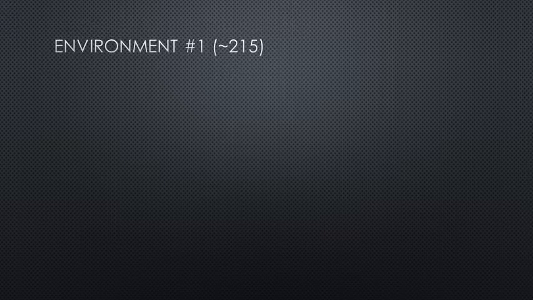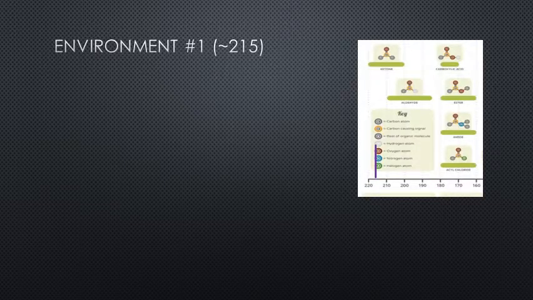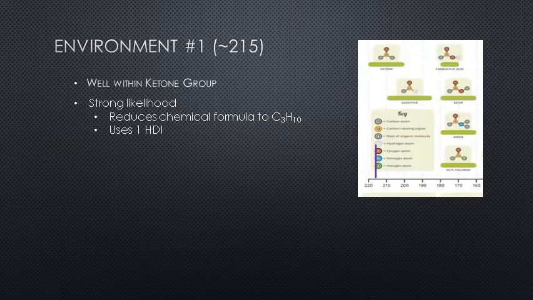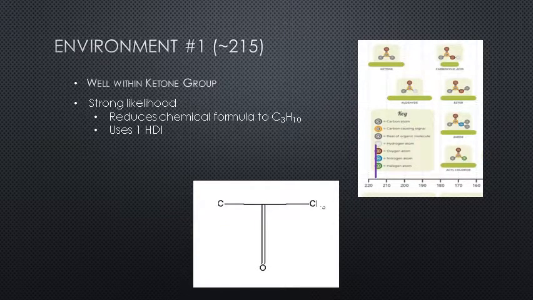So in environment 1, which if you recall happened at about 215 parts per million, and I'll show you a little snippet there. Notice that it is well within our ketone group. And so it's pretty likely that that's what that particular signal is. And if you'll remember from the proton NMR, that's going to steal away 1 oxygen and 3 carbons, and so it's going to reduce our chemical formula down to C3H10. And since ketones have a carbonyl group, they're going to use one of our deficiencies. And I'm just drawing in the structure there. You see it's the same as in the proton NMR.